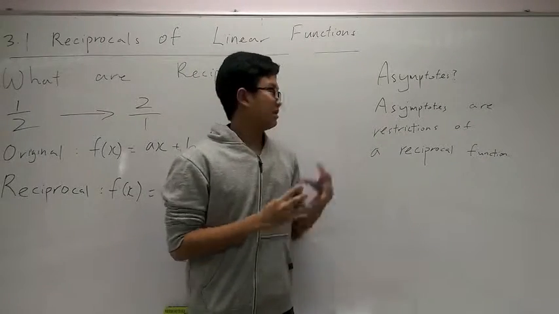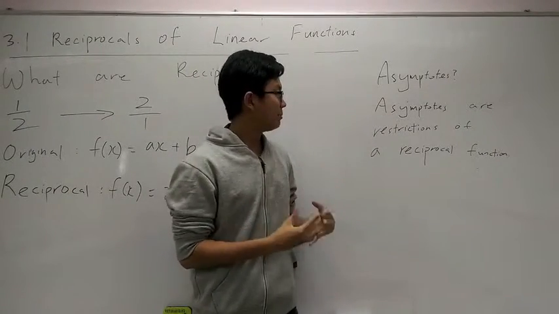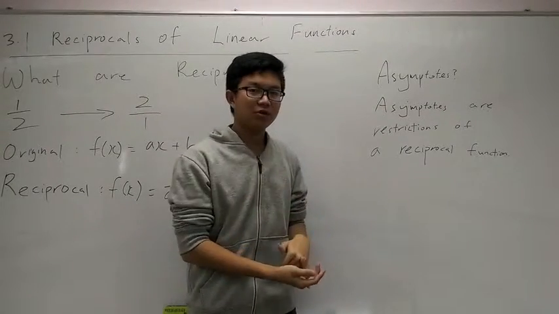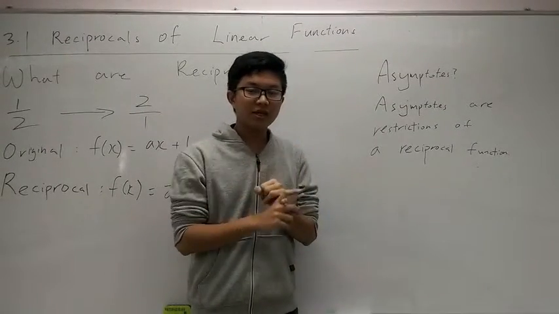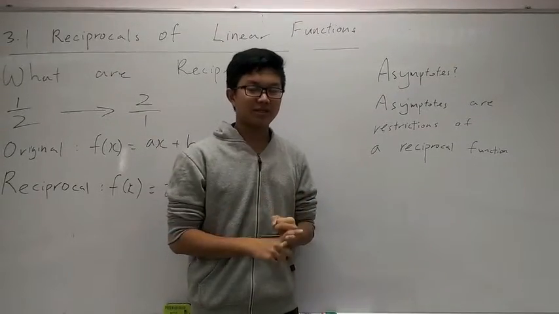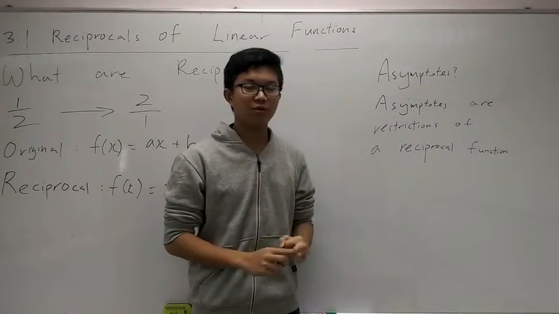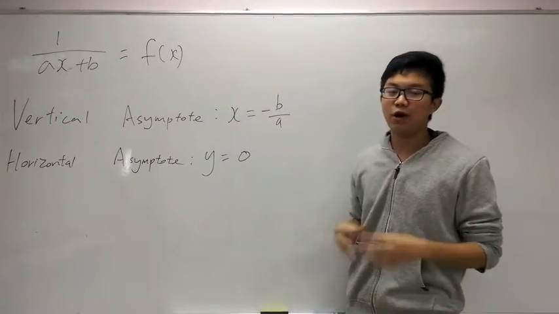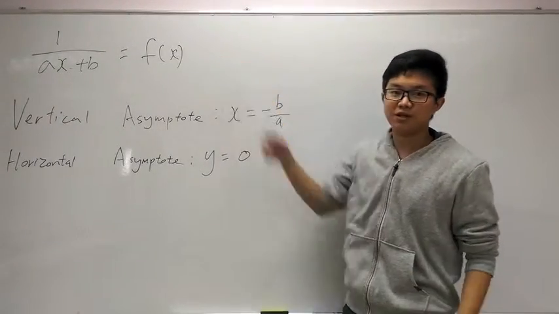Now we are going to talk about asymptotes. What are asymptotes? Asymptotes are restrictions of a reciprocal function. They are vertical asymptotes and horizontal asymptotes. Vertical asymptotes are the restrictions of x, and horizontal asymptotes are the restrictions of y. How do we find the vertical asymptote and the horizontal asymptote of a reciprocal function?